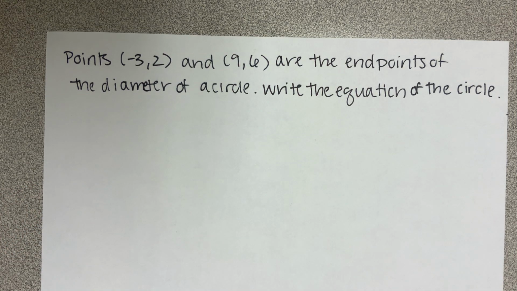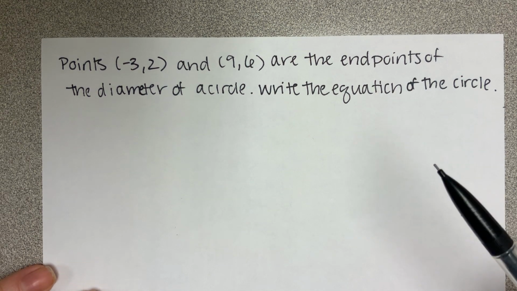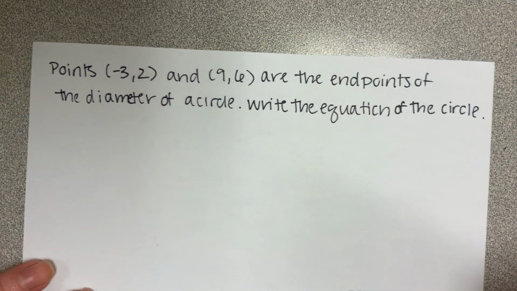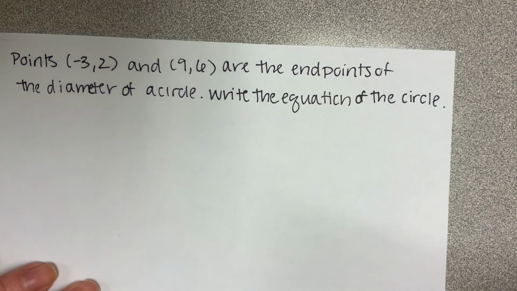This is a video to help you if you're struggling with equations of circles part 2. Here we're given that points (-3, 2) and (9, 6) are the endpoints of a diameter of a circle, and we're asked to write the equation of the circle.